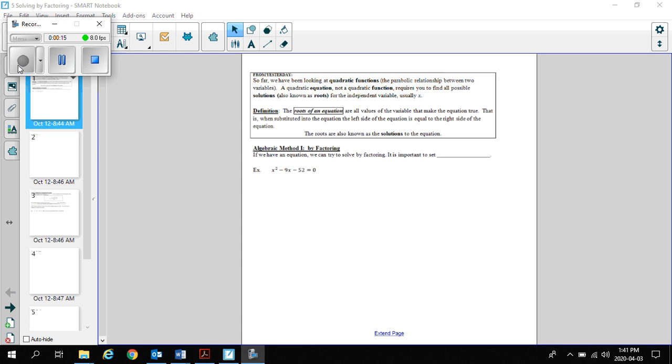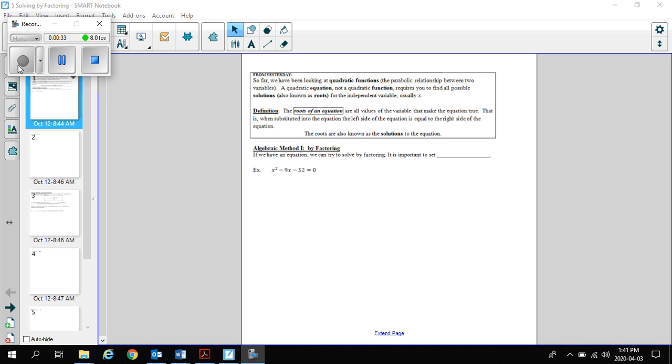So this in the notes package is solving quadratic equations. We're going to be looking at how we solve them algebraically. The last section was solving graphically, and remember that you always have that in your back pocket. So there were two methods for solving.